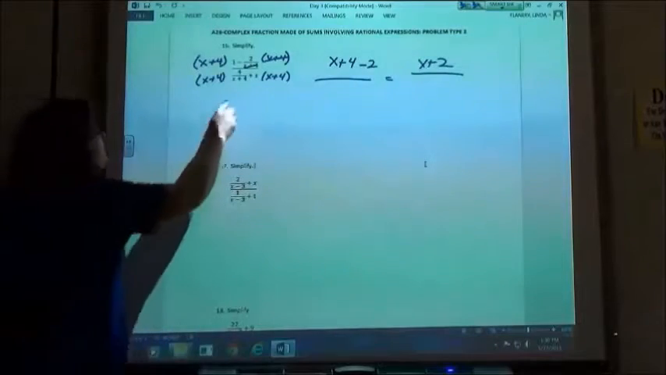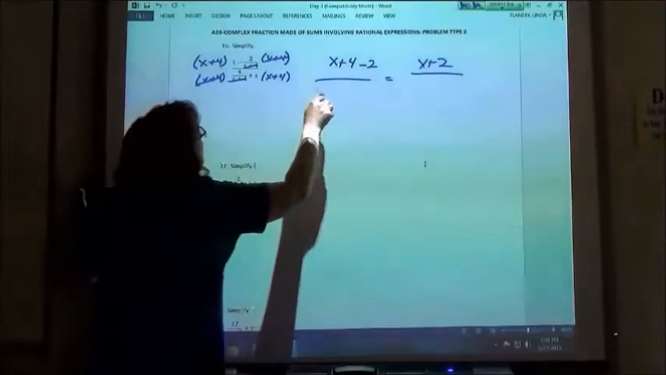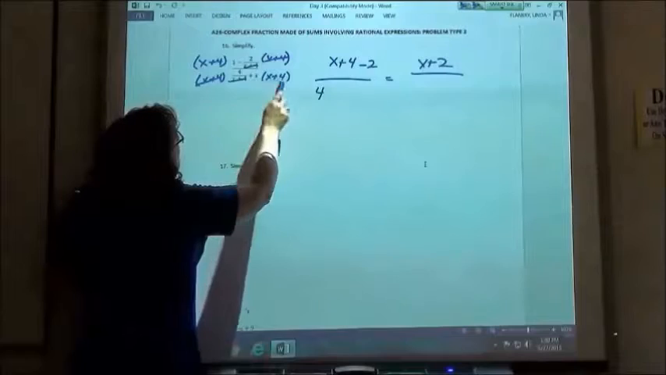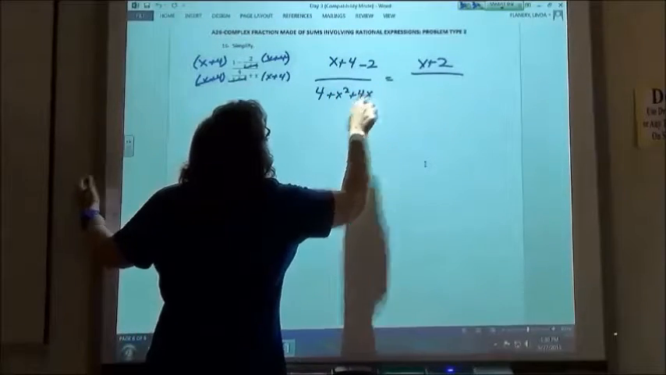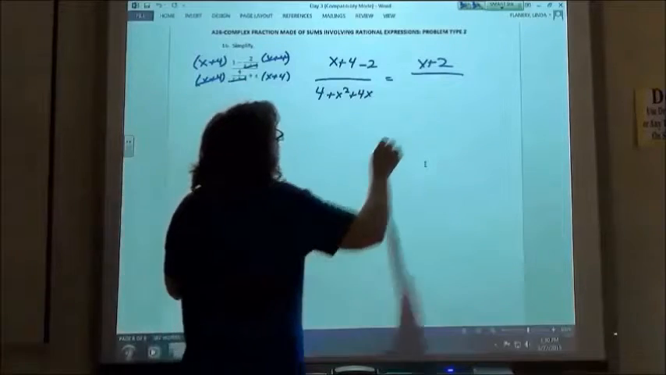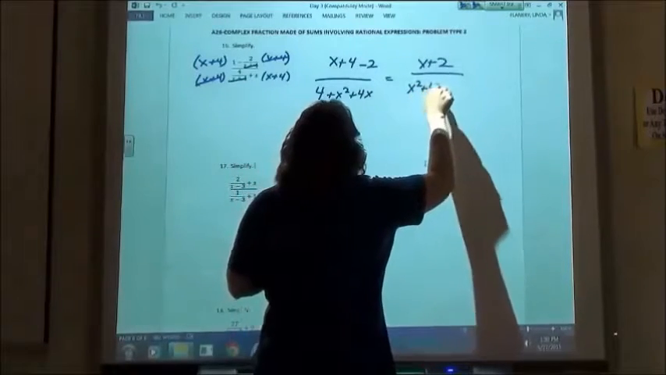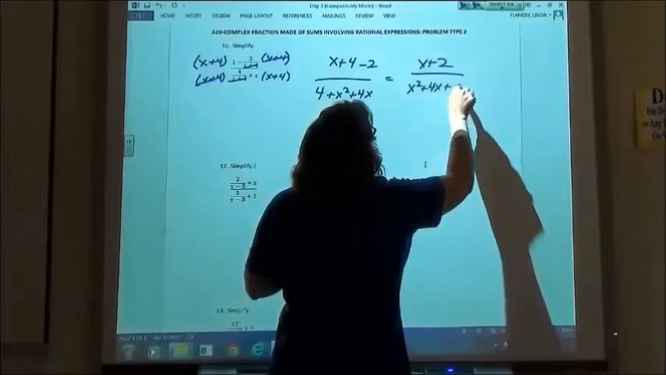On the bottom, the x plus 4's cancel out, so I get a 4. And then I'm going to multiply by a positive x, so plus x squared plus 4x. So I'm going to have x squared plus 4x plus 4.